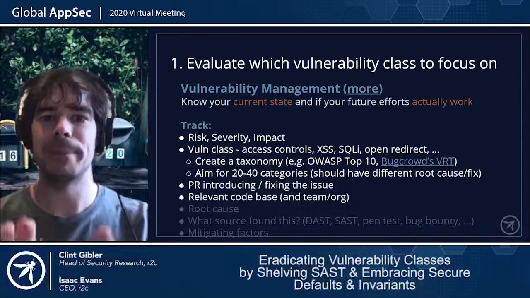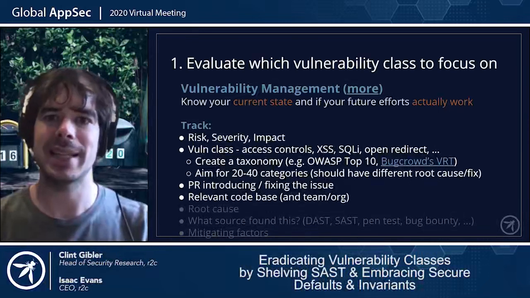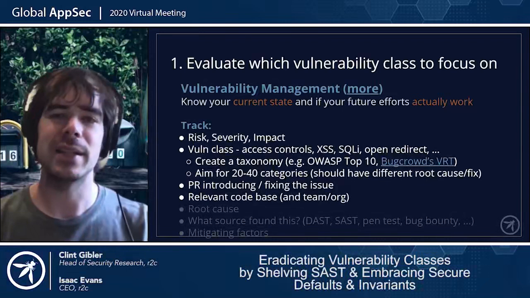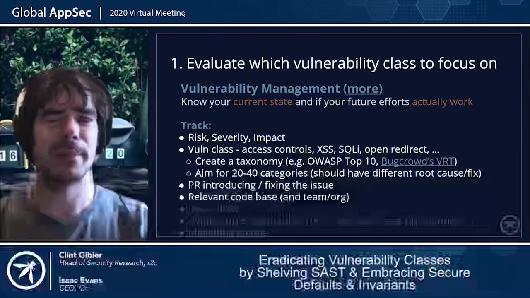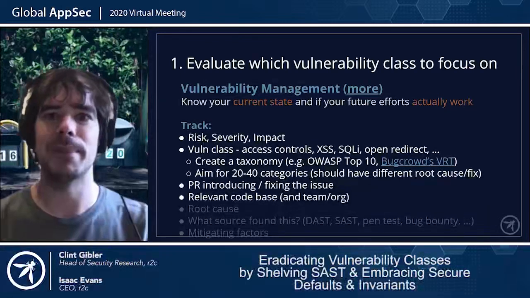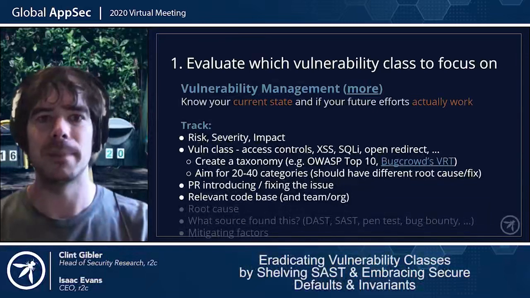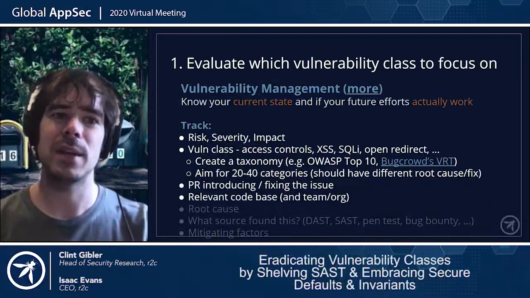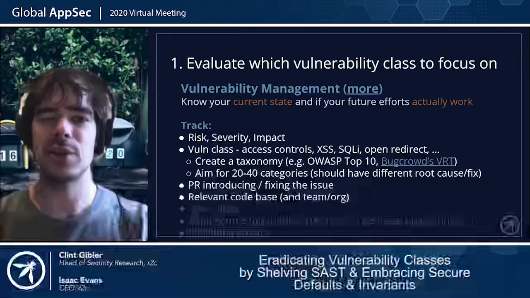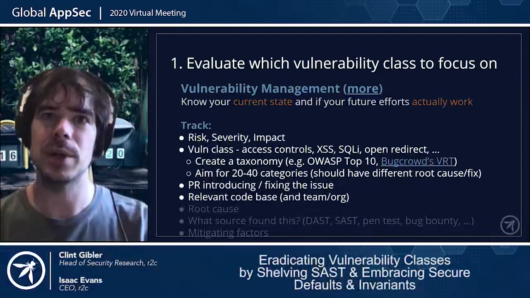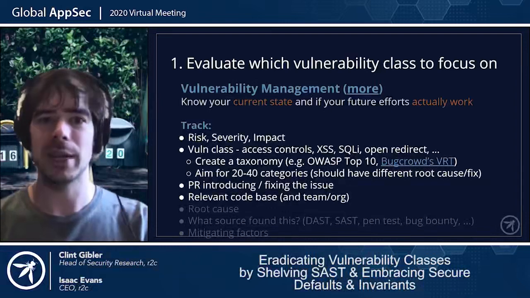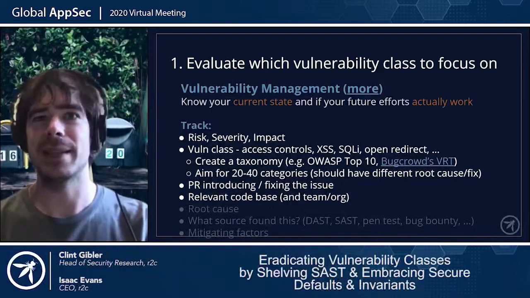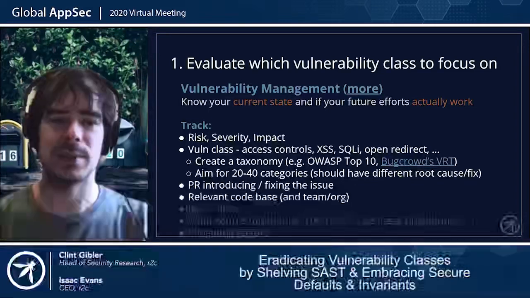You want each bucket of vulnerability class to have a different root cause and fix. So you want enough that you can differentiate between different bugs, but not so many buckets that every bug is in its own bucket, because you want to be able to look for trends. Ideally, you also have the pull request either introducing and/or fixing the issue. So you want to know what does the buggy code look like and what does the fix look like? And then you also want to know what's the relevant code base and the team and org responsible.